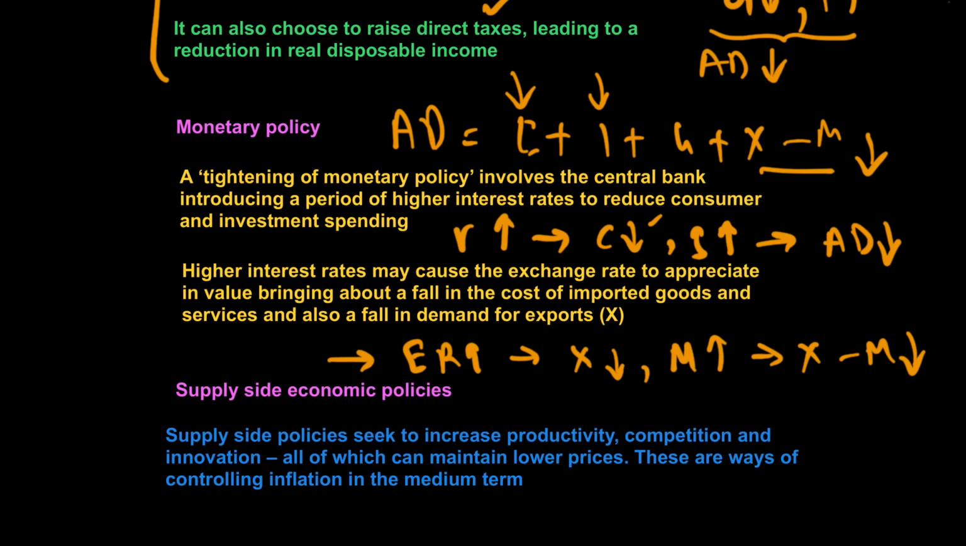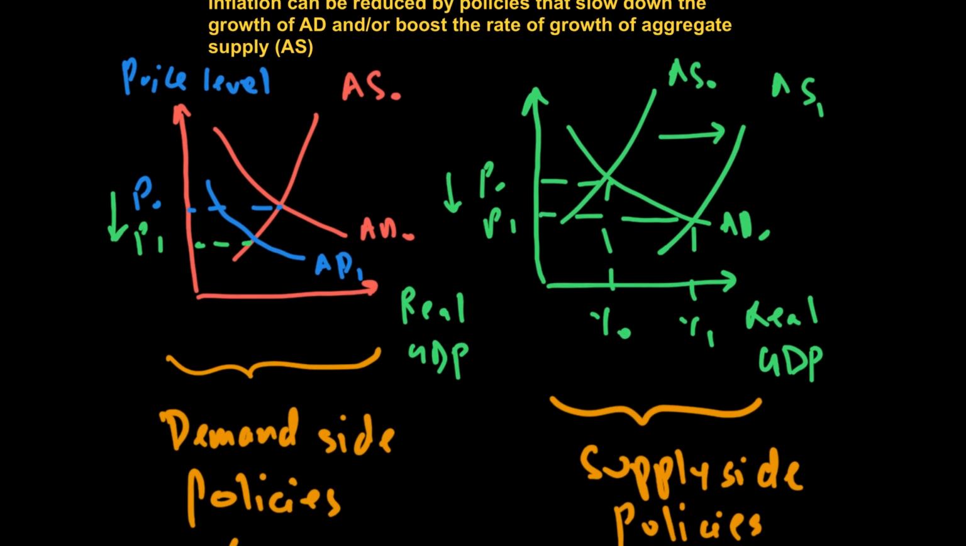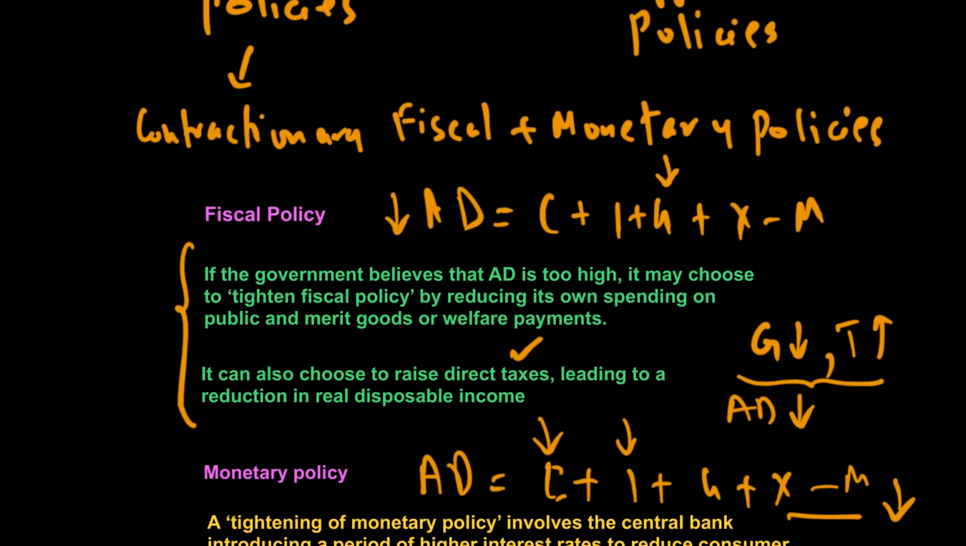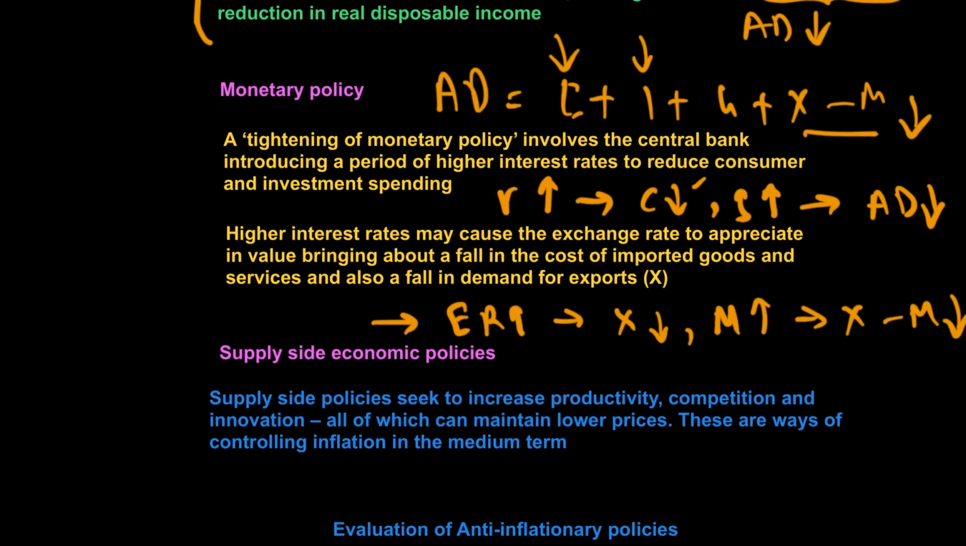Now, what is the end result of this? Well, the end result is something which we did draw earlier: the supply side policy will cause aggregate supply to go to the right, and it is very good for the economy, because not only is aggregate supply going to the right, the price level is going down and the GDP is going up. But look at demand side policies. The bigger problem with demand side policies is that although you control inflation and the price level goes down, when AD goes down, the GDP falls. So there is a conflict when it comes to using demand side policies versus supply side policies. And that's something I want to discuss in detail in terms of evaluation of anti-inflationary policy.